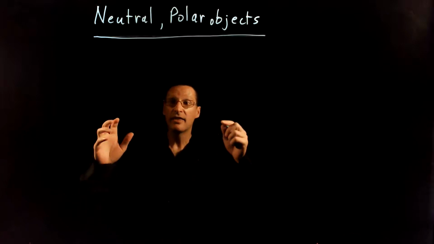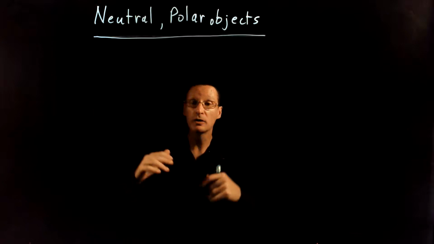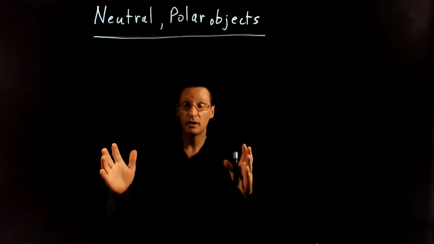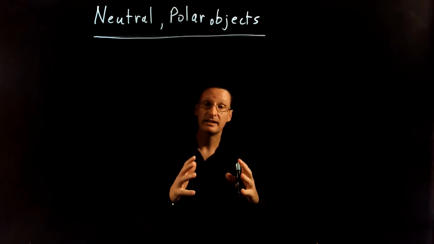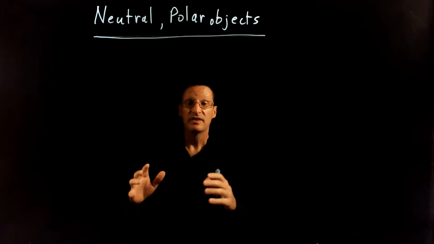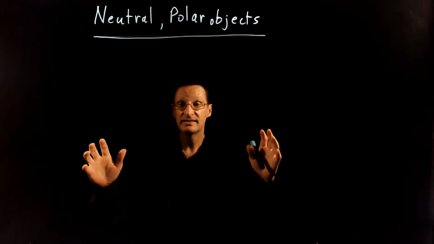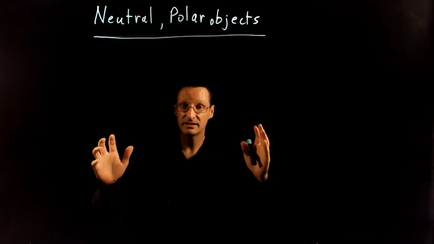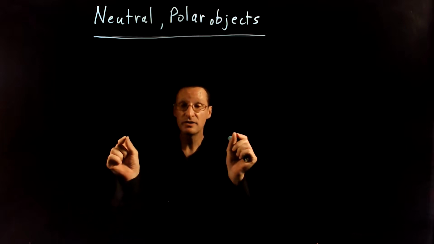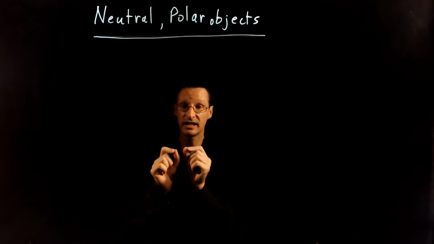Let's talk about the behavior of neutral but polar objects in electricity. Now, I mentioned before that neutral but polar objects could still participate in electric force interactions. We're going to see how that works. The main idea here is that electric force depends on distance. That is, the electric force is bigger when two charges are closer together.